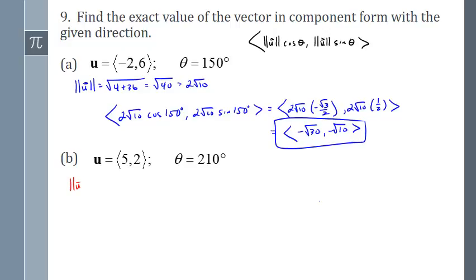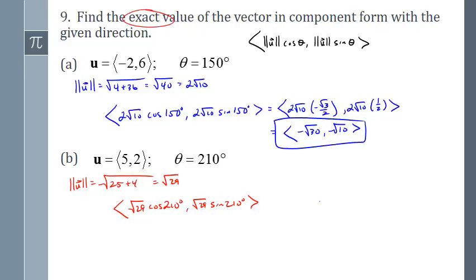I'm going to find the magnitude of u. Square root of 25 plus 4, which is radical 29. So component form: rad 29 cosine 210, rad 29 sine of 210. Once again, those are on the unit circle. Probably knew that because it was going to say exact value. Cosine of 210 is negative rad 3 over 2. Sine of 210 is negative 1/2.